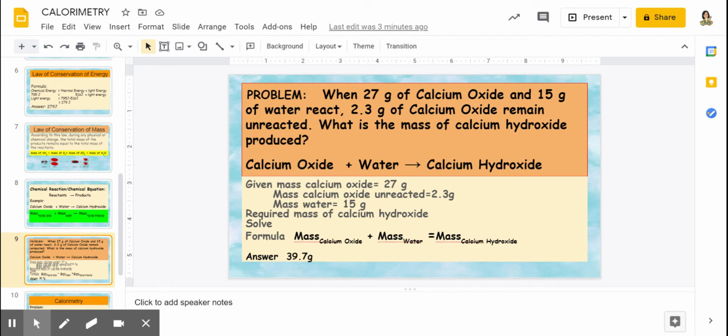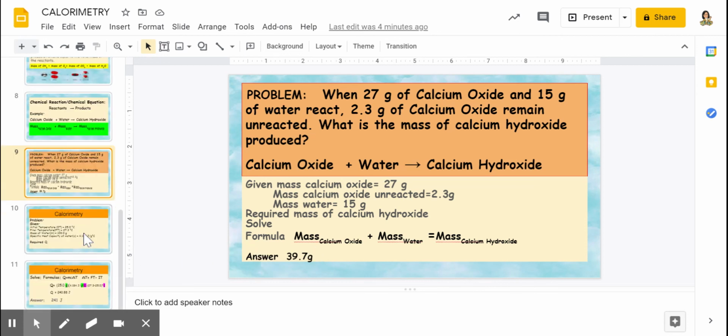How did you get the mass of calcium oxide? That was used right here. The mass of calcium oxide is equal to 27 grams minus 2.3, and that should be about 24.7. That is what you add to 15 grams, so that makes 39.7 grams.